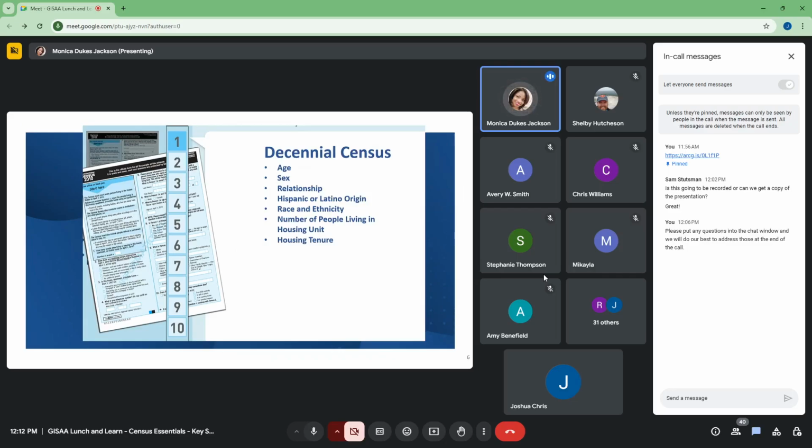With only 10 questions, households are asked to provide key demographic information, including whether a housing unit is rented or owned, the address of the residents, and the names, genders, ages, and races of others living in the household. And again, by law, the U.S. Census Bureau cannot share any individual's responses with anyone, including other federal agencies and law enforcement entities.